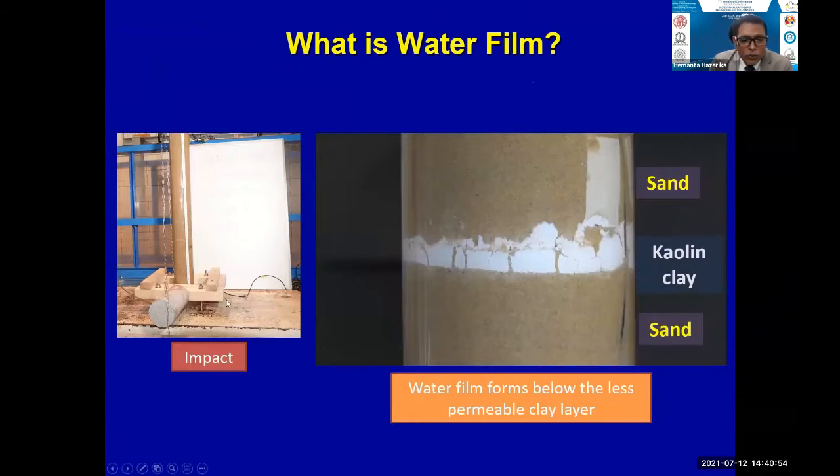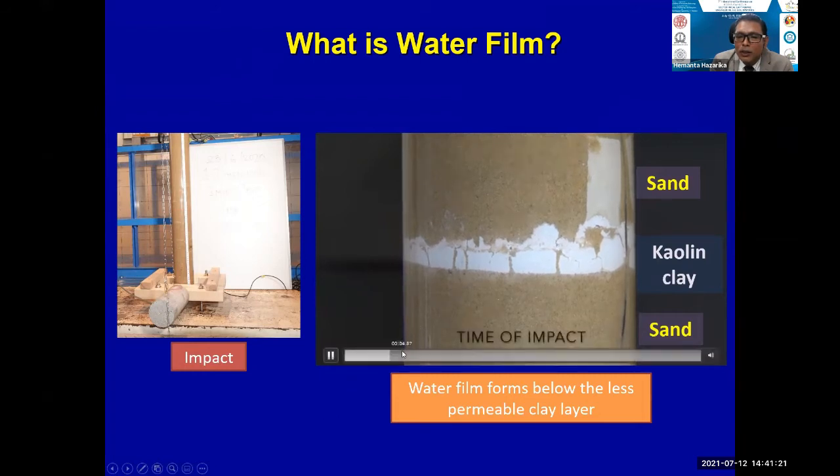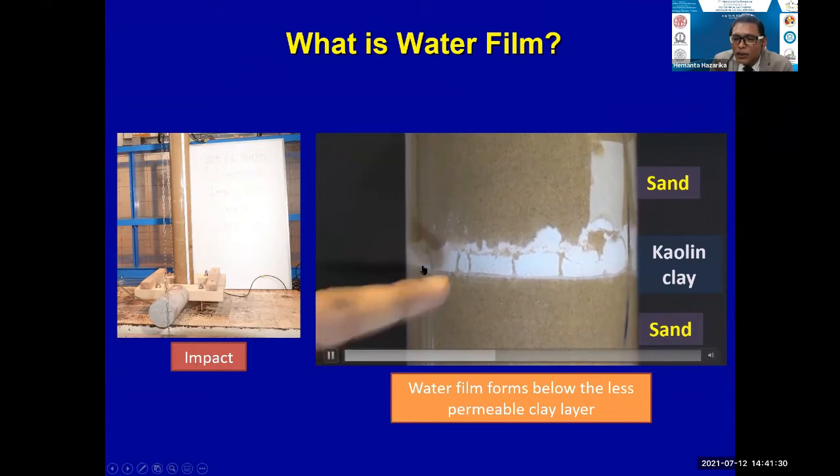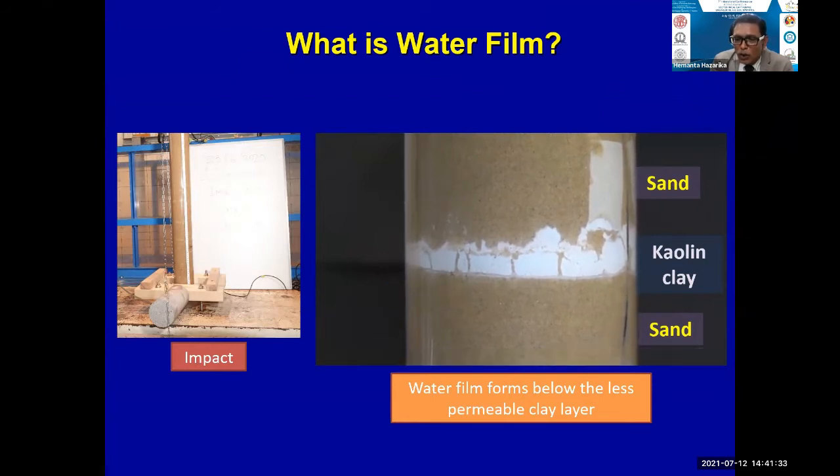So what is a water film is that we just did some one-dimensional column test. There's a clay layer here, sandy layer here, sandy layer here. We just gave an impact using this hammer, and you can see that there is clearly a water layer that forms below this clay layer. You have to observe very carefully. Okay, I'll play this video. You can see there's a water film here. There's a clear formation of a film of water here. Okay, so this is probably what happened in some areas of Nepal.